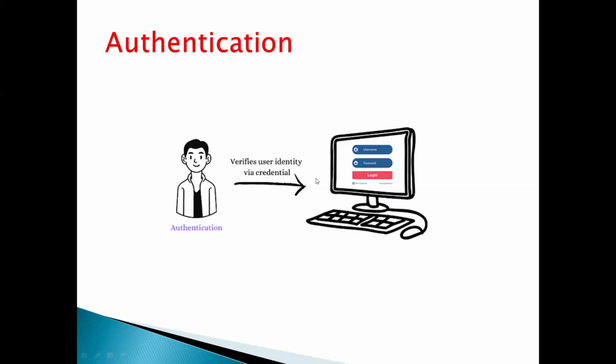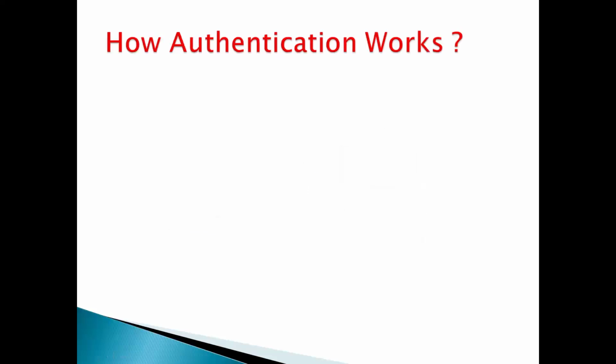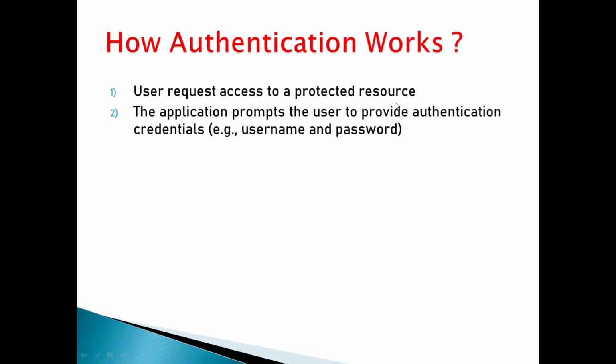Now if you log in to a website, you see username, password and login. Now you are a user, and you are being checked via credentials. How does this authentication process work, what are the steps? First, you are accessing a protected resource. You need some information from a REST API. The application will prompt for a username and password. You should provide authentication credentials.